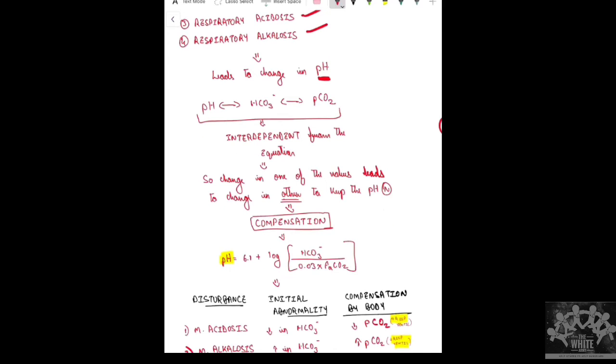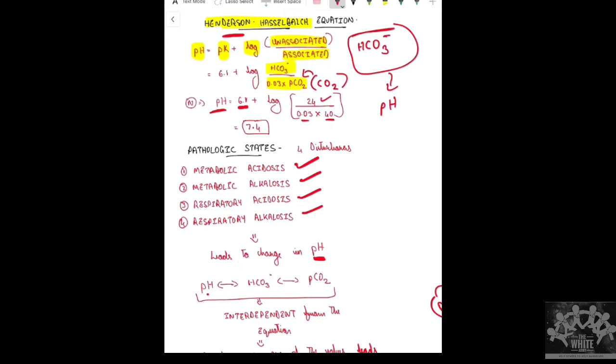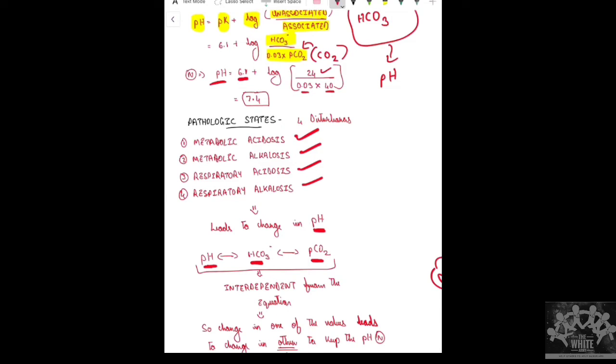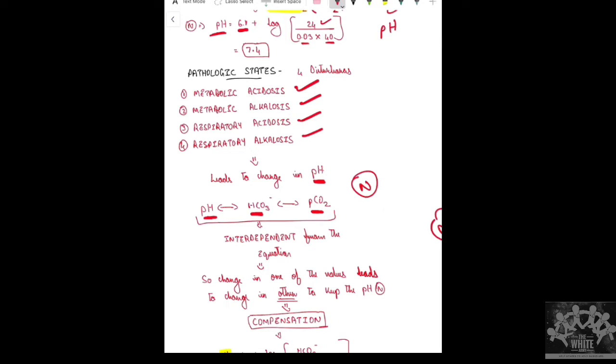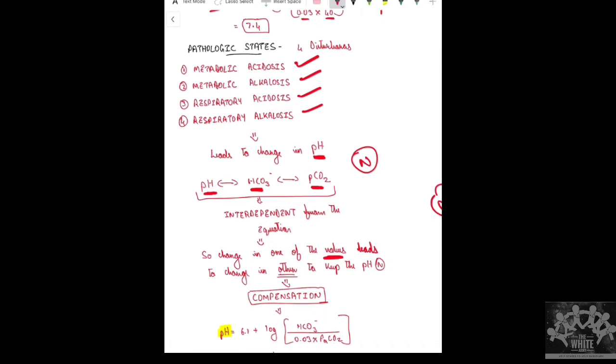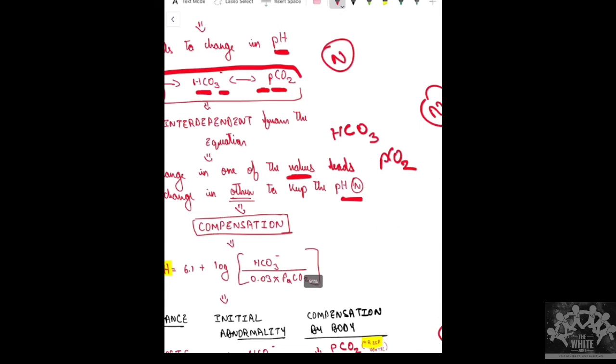Next, in this Henderson-Hasselbalch equation, all three values are interrelated. If there is a change in one value, the others change. But the aim of our system is to keep the pH normal. So if there is a change in HCO3 minus, there should be a change in PCO2 as well to keep the pH normal. Since they are interdependent, if one changes, the other needs to change too. That is how the buffer system works, and that is the aim of the buffer. That is where the second concept, compensation, comes into the picture.